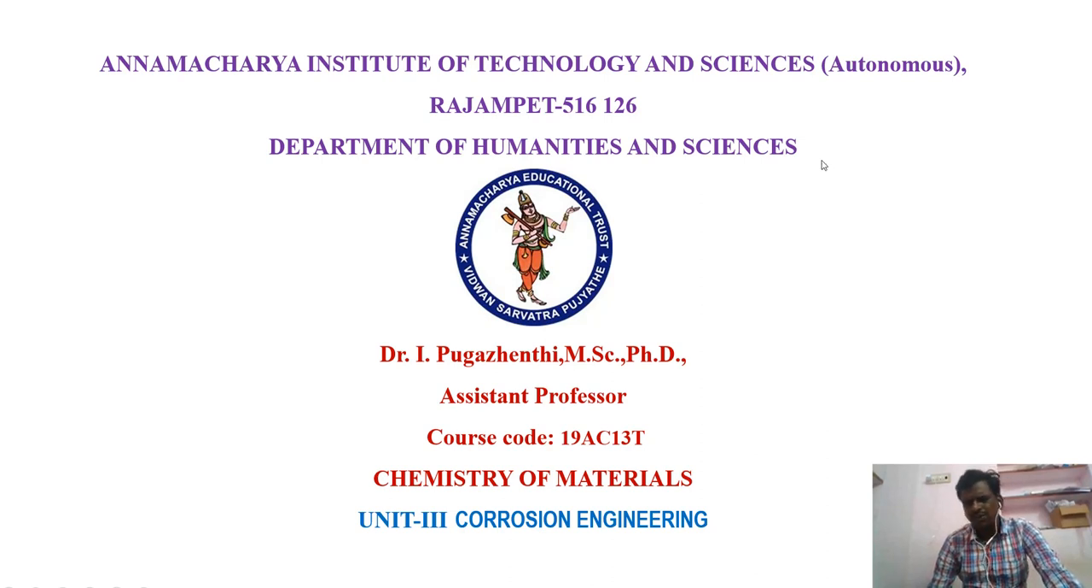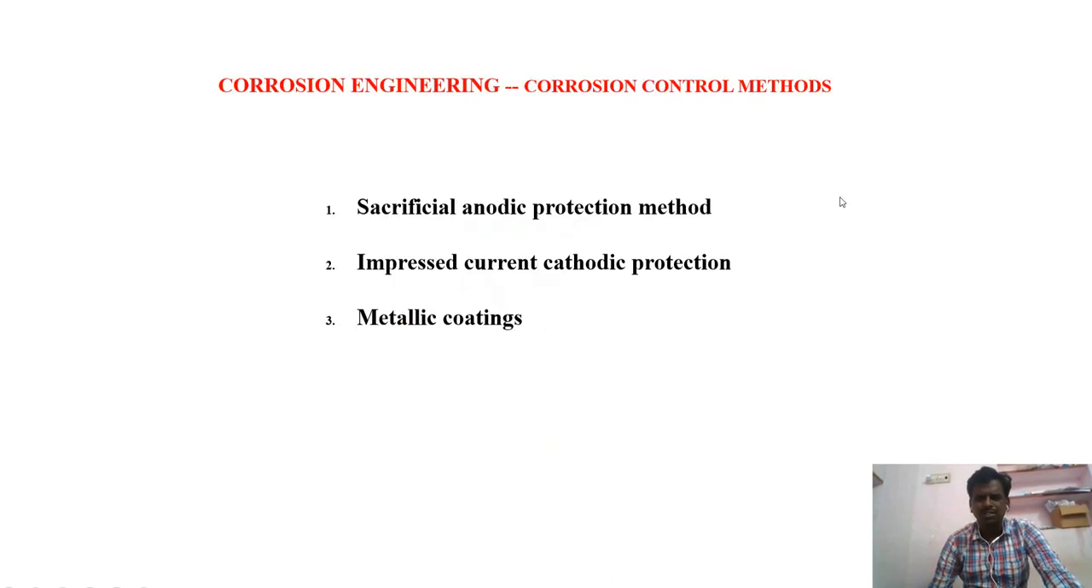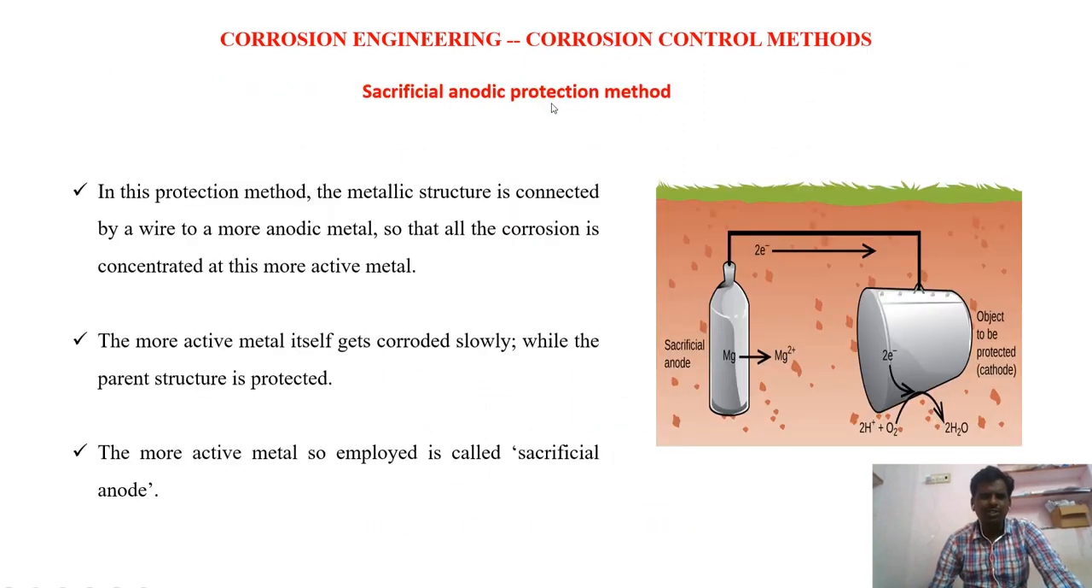In this session, we have to discuss some corrosion control methods. These are the methods to be discussed. The first one is the sacrificial anodic protection method. In this method, the metallic structure which has to be protected is kept as a cathode, and this cathode is connected to a more anodic metal through a wire.